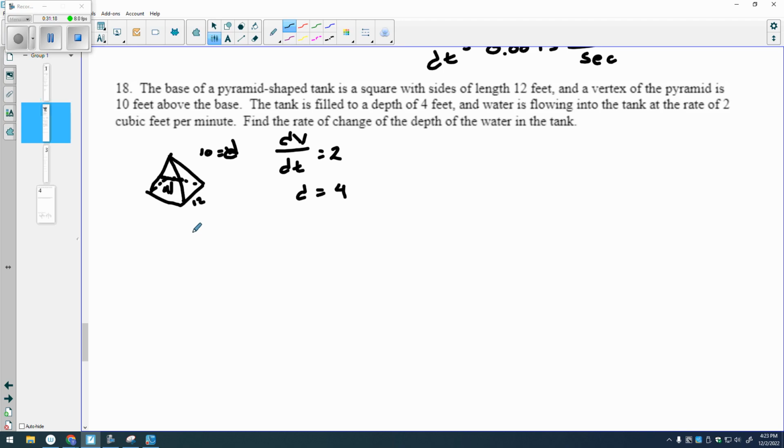All right, so here we go. I need to write an equation for volume. Go back to the first page. The volume of a cone or a pyramid, anything that has a cone shape with a point on it, is going to be 1/3 the area of the base times the height. The area of my base is the length squared, times the height. I called the height the depth. 1/3 area of the base times the height.